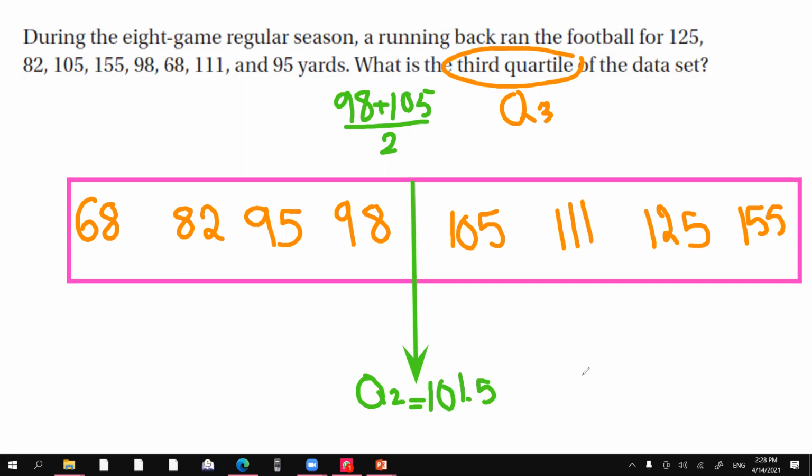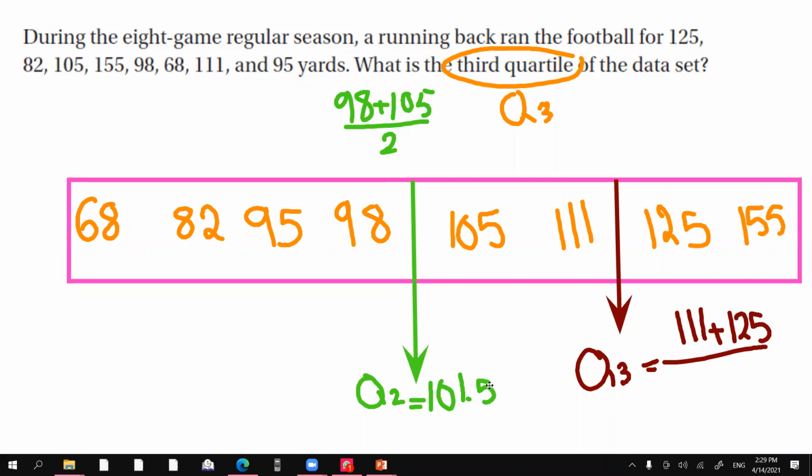Now, after that, I want to cut this bar of chocolate, the second half, into 2 equal halves. Where should I cut it? Should I cut it here? Is this equal? No, between 111 and 125. Bravo. I will cut it here, between them. This part I cut, I call it Q3. How can I find the Q3? 111 plus 125 over 2, which will be 118. This is how to find the Q3. Is it clear?